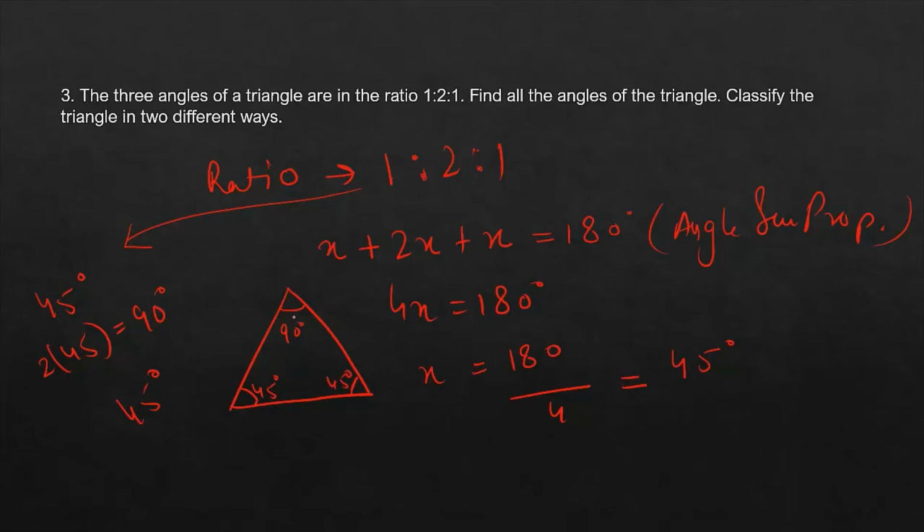Because these two angles are equal, we can say that this is an isosceles triangle. Also, because of this one angle of 90 degrees, we can say this is a right angle triangle.